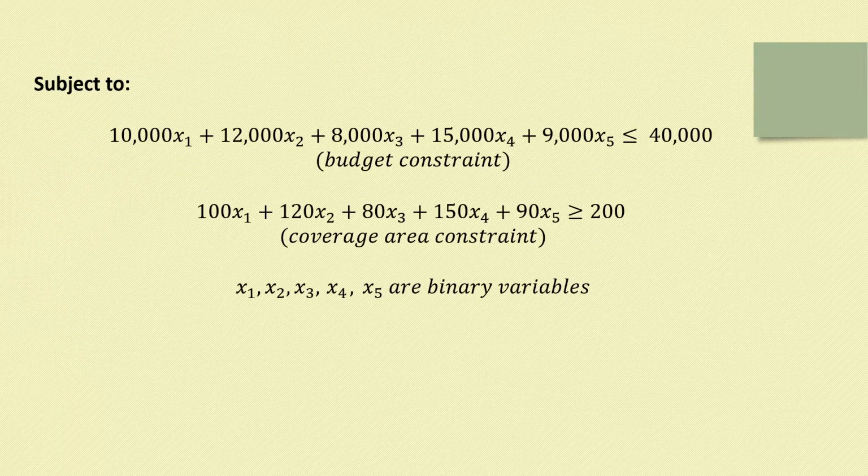We are subjecting this to the constraints, budget constraint and coverage area constraint. So the budget constraint is 10,000 x1 plus 12,000 x2 plus 8,000 x3 plus 15,000 x4 plus 9,000 x5 should be less than or equal to 40,000, and the coverage area constraint is 100 x1 plus 120 x2 plus 80 x3 plus 150 x4 plus 90 x5 should be greater than or equal to 200. Here x1, x2, x3, x4, x5 are the binary variables.